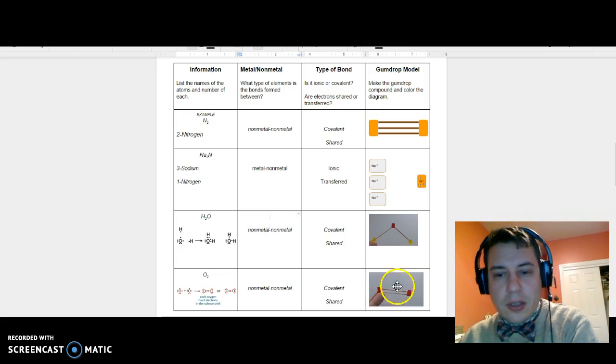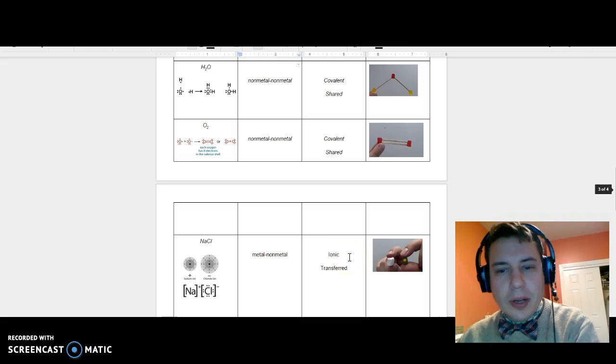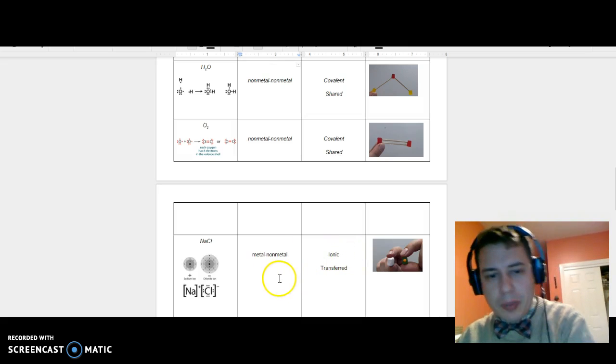So your model should look like this, where you have the 2 red gumdrops representing each of the oxygens, and then 2 toothpicks for your bonds. And I'll give you one more here as some help.